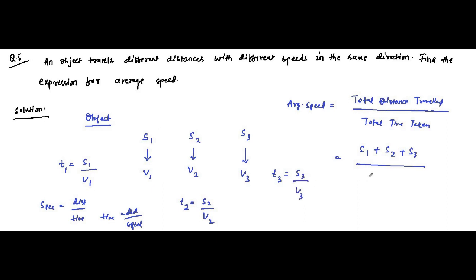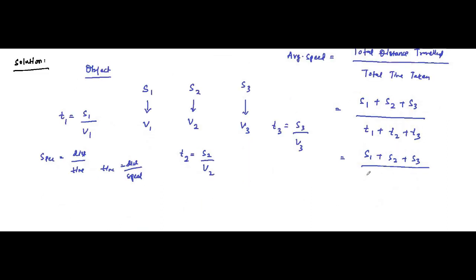So the total time taken here is T1 plus T2 plus T3, which can be rewritten as S1 plus S2 plus S3 divided by S1 by V1 plus S2 by V2 plus S3 by V3. This is the expression of average speed.